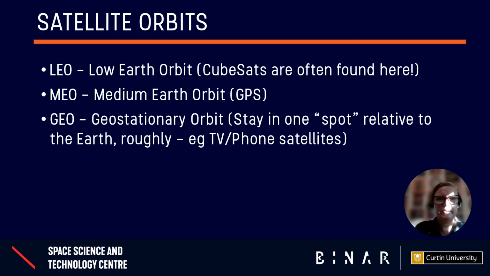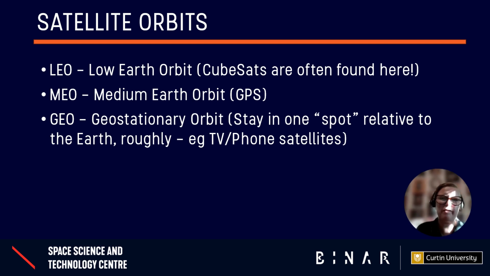And we'll just quickly touch on a few different orbit types for satellites and acronyms. So we've got LEO, low Earth orbit. CubeSats are often found here. It's an altitude of roughly 160 to 1,500 kilometers above the Earth's surface. They have a short orbital period between 90 and 120 minutes, meaning they can travel around the planet up to 16 times a day.